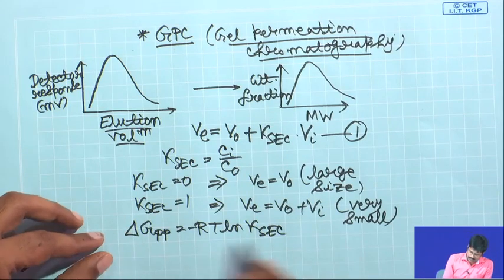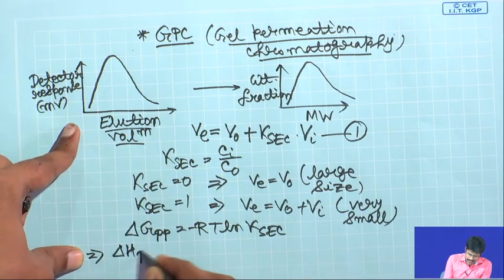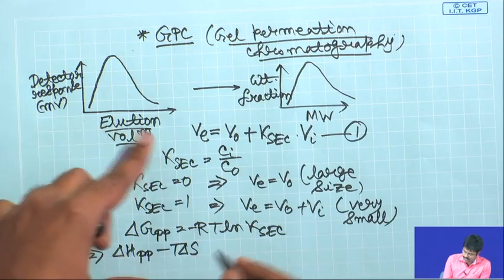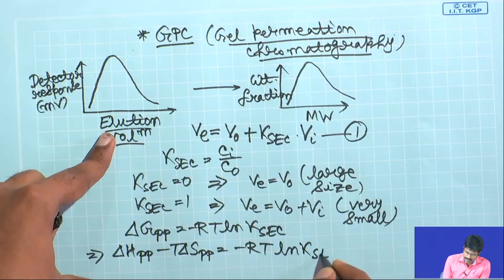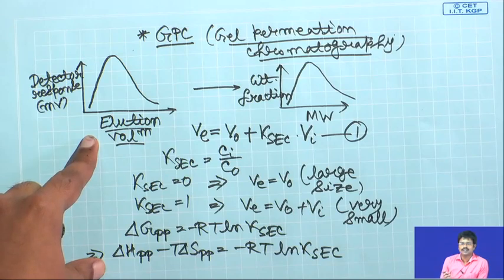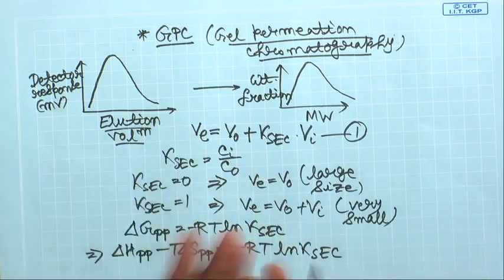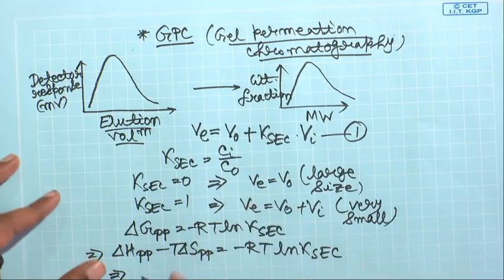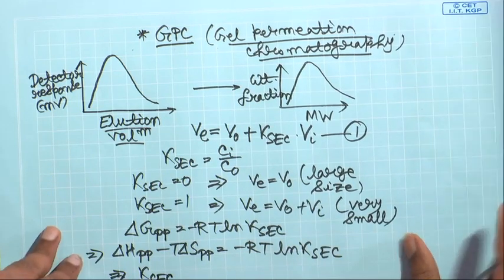Now, here you know delta G equals delta H minus T delta S, and from thermodynamics we know that will be equal to minus RT ln K_ACC. Here this delta H is 0, because there is no interaction between the solute, in this case the polymer, and the stationary phase. So, the enthalpy change between the polymer and the beads is 0. If this is 0, then this T goes off, and what we can have is an expression of K_ACC. I will write it down in the next page.